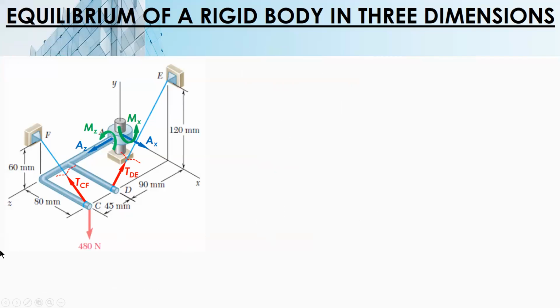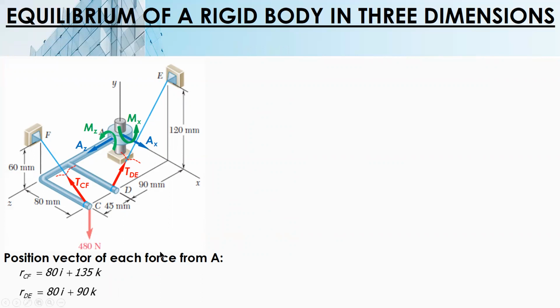For the moment, we get the position vectors of CF and DE. For CF, it's 80I plus 135K. From E to D. So, it's positive 80I, positive 135K. And then for DE, positive 80I, positive 90K. And then last here, the force. The 480 or the CF, same. So the distances going this way, positive 80, positive 135. Same.